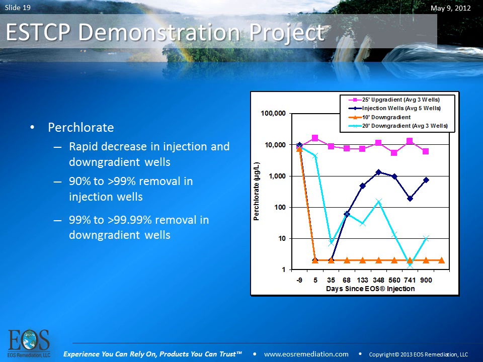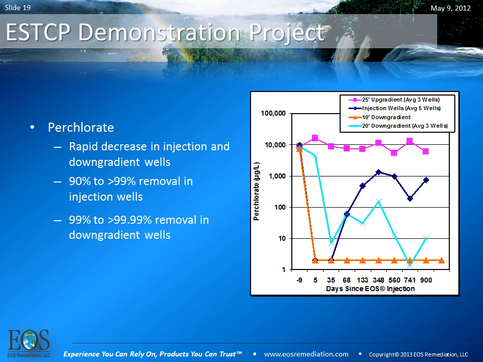On the y-axis is perchlorate concentration on a log scale, and on the x-axis is your days since EOS injection. You have a series of upgradient wells, 25 feet upgradient, in pink, and then your injection wells are in blue, and your 10 feet down gradient and 20 feet down gradient are orange and light blue respectively. The takeaway message here is that at 10 feet down gradient, you have dealt with the majority of your perchlorate, or your contaminant, and it's basically gone. At 20 feet down gradient, you have a bit of a lag, but you're still seeing some dramatic removal.